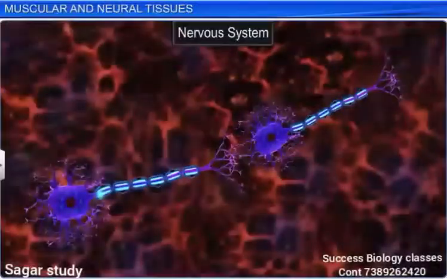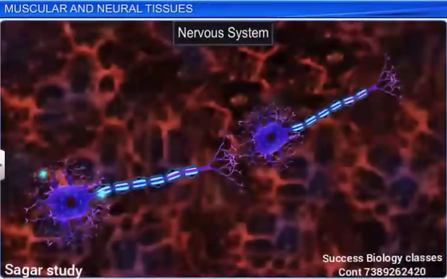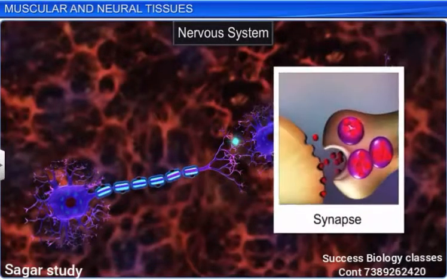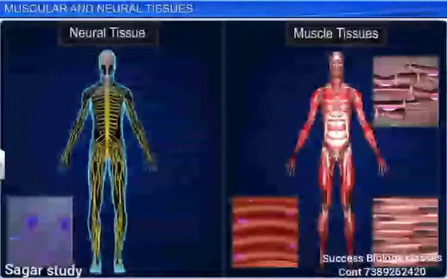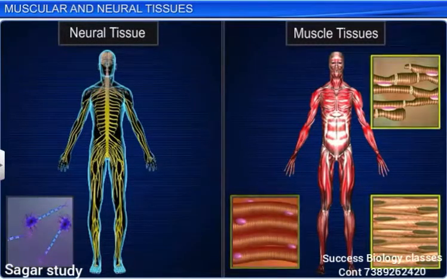When a neuron is stimulated, it generates an electrical impulse which travels along its plasma membrane. When this impulse reaches the synapse end of the neuron, it may stimulate or inhibit adjacent neurons and other cells, and thus responds to a stimulus. In this way, neural tissues help receive and respond to stimuli, while muscle tissues generate motile forces and help in movement.